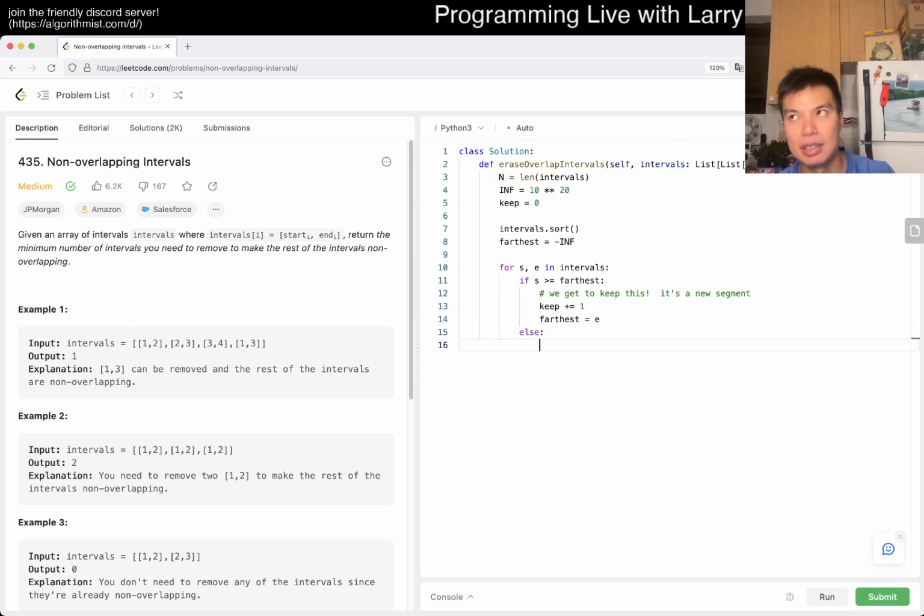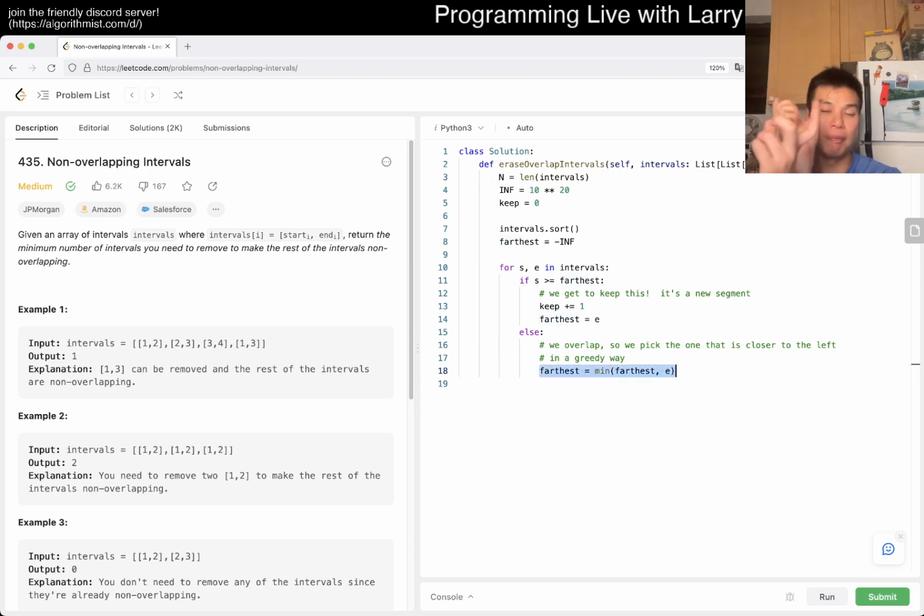Else, what happens? Else, that means that this overlaps with the last segment, and then now farthest is equal to the min of farthest and y. We overlap, so we pick the one that is smaller or closer to the left, closer to the left in a greedy way, right? And here, by definition, because they overlap, we only get to keep one of them, and because we only keep one of them, we don't have to increment keep because we didn't keep anything new.